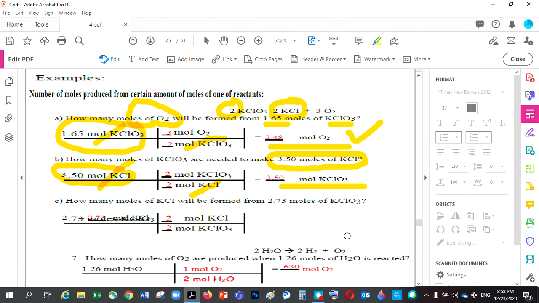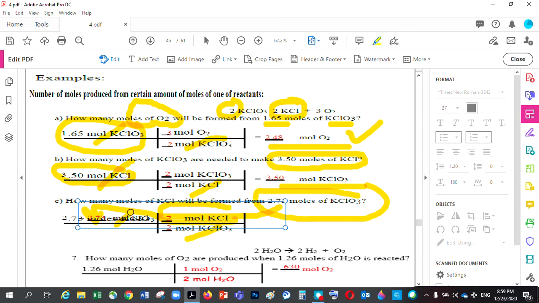potassium chlorate. How many moles of potassium chloride will be formed from 2.73 moles? This is given to you. You start with it. It's not clear here, but it's 2.73 moles of the chlorate that's given here. And 2 moles of the chloride that's asked, to 2 moles of the chlorate, 2 to 2, so the mole chlorate cancels out the mole chlorate here, and 2.73 multiplied by 2 divided by 2 will give us 2.73. The answer is 2.73 moles of KCl.